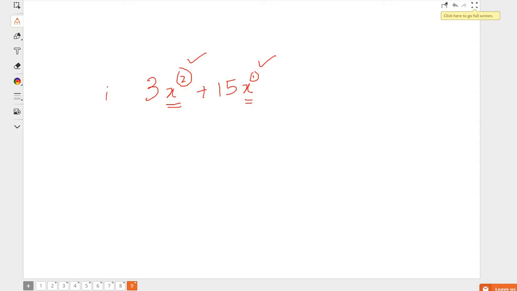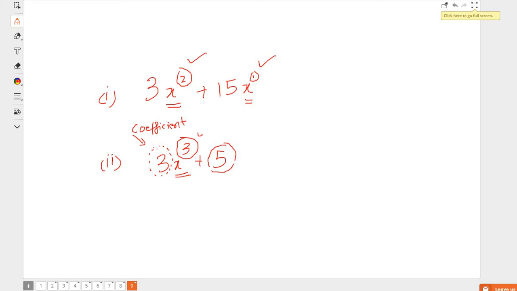Now consider this algebraic expression: 3x cube plus 5. Is this a polynomial? To answer this, we will check the variable expression. It is x and the power is 3, and the constant term, along with the variable expression, we also call coefficients. So this is the coefficient here, and this is just a constant term. So this is also a polynomial.